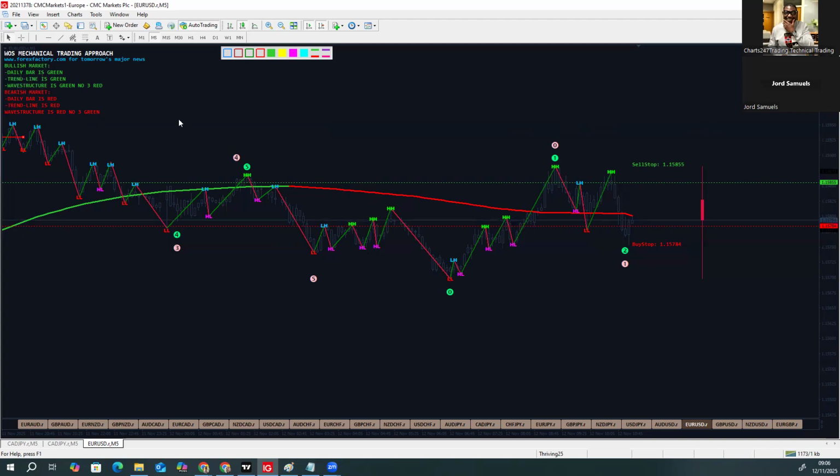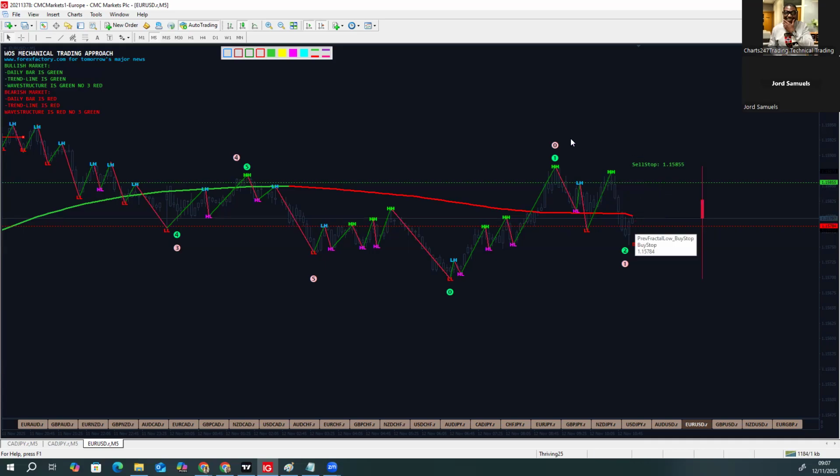We have a bearish market. What makes a bearish market? The daily bar is red, boom. The trend line is red, boom. The wave structure is red. We can see we have a completed wave structure here, followed by a pullback. We do not have the 3 green. The reason we have incorporated the 3 green is because we want to be able to monitor any trade that is changing against the trend. In this case, we do not have a trend changing against the trend because we don't have 3 green.